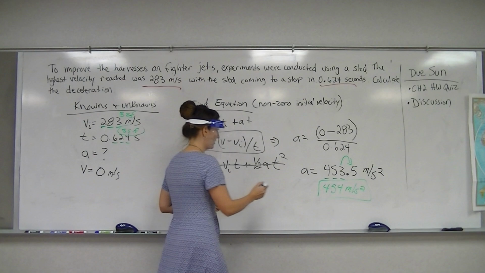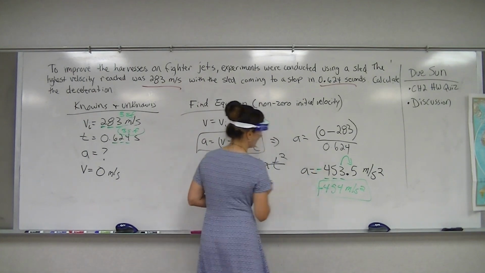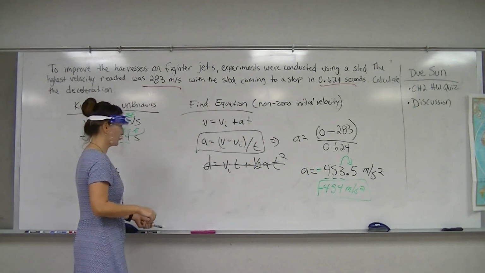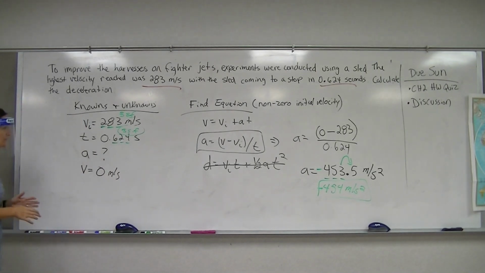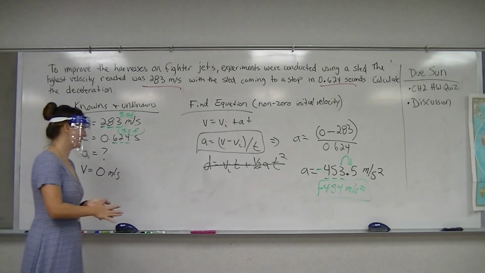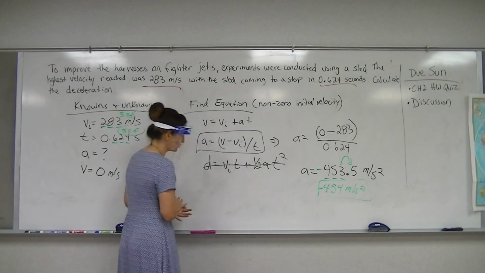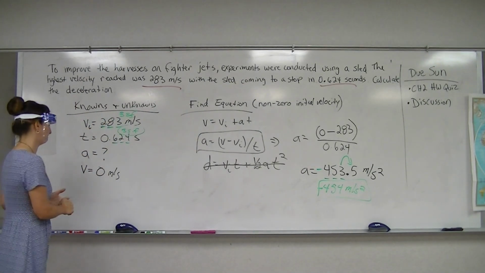So I forgot my negative sign as well. Don't forget your negative sign too. So negative 454 meters per second squared, indicating that they were slowing down. So that is an extremely high rate of deceleration.